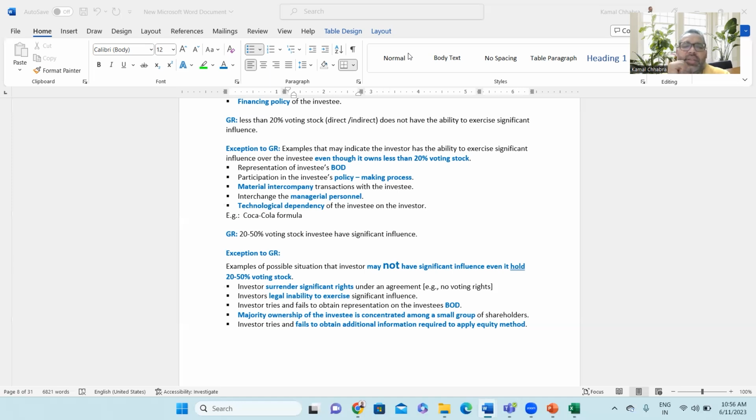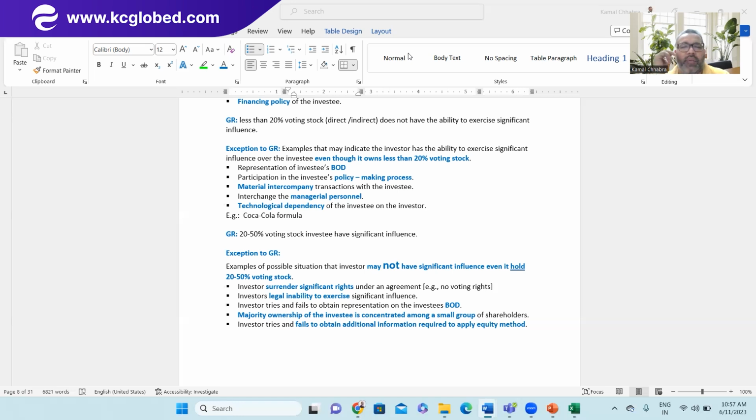Second is the investor's legal inability to exercise significant influence. That means the person who has made an investment in that particular company may be a minor, or maybe somebody has got the shares of a particular company because of the death of the father or grandfather, but that person is of insane mind. In that scenario also, that person would not be considered to have any significant influence. Make sense?